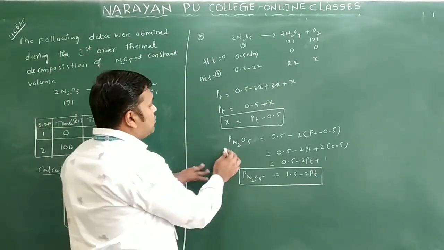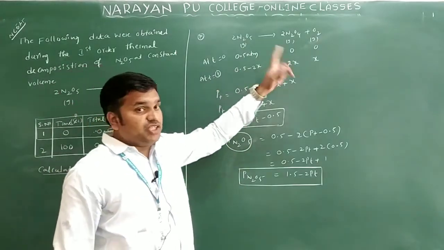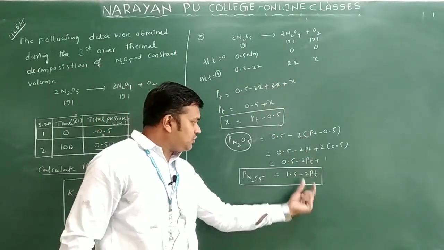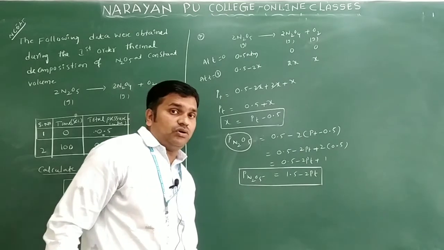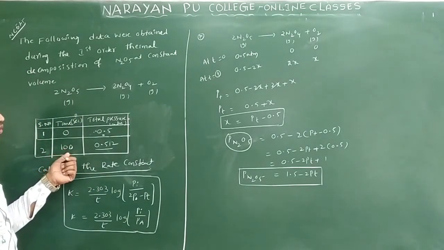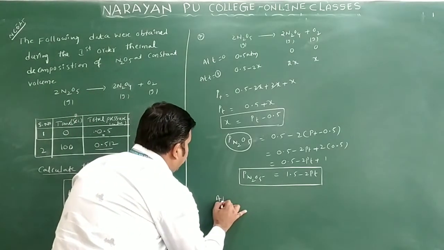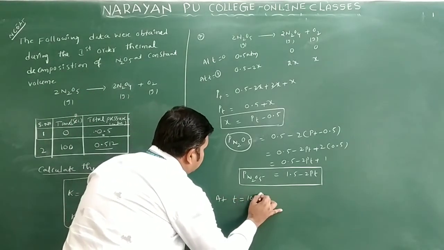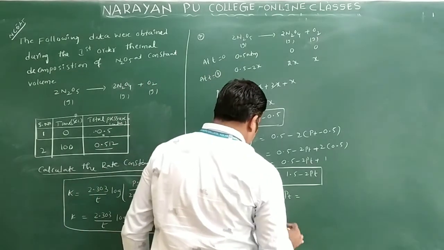Now what you are finding, we have taken this partial product of N2O5, that is 0.5 minus 2x. We are identifying this one, you got the formula 1.5 minus 2 into P total. Now we can see the second case. What is given at time t equals 0? P total is equal to 0.5, 1, 2. At t equals 100 seconds, they have given P total.